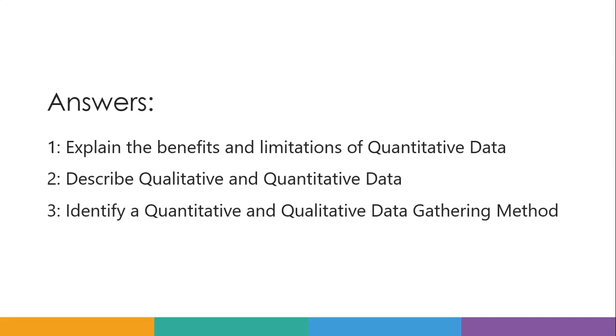And number 3 was identify a quantitative and qualitative data gathering method. Just really simple, and they were just one or two word answers, just quickly identifying, and that's all you need to do for identify, just quickly identify a couple of words.